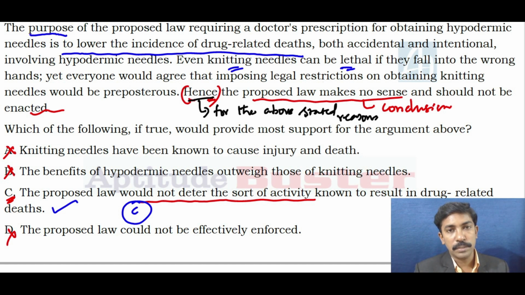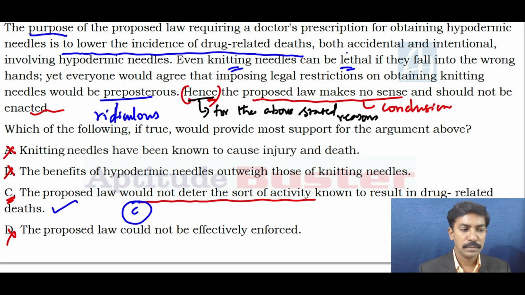mandating a doctor's prescription. Now, the author's viewpoint is, for buying hypodermic needles, perhaps you can mandate it with doctor's prescription. Whereas, when it comes for knitting needles, can we say that for anyone who wants to buy a knitting needle, they must have a doctor's prescription? That would be preposterous. The word preposterous means absurd or ridiculous. So the author's viewpoint is even knitting needles can be lethal, can be dangerous. Hence, for this reason, the author concludes the law doesn't make sense. This is what the idea is.